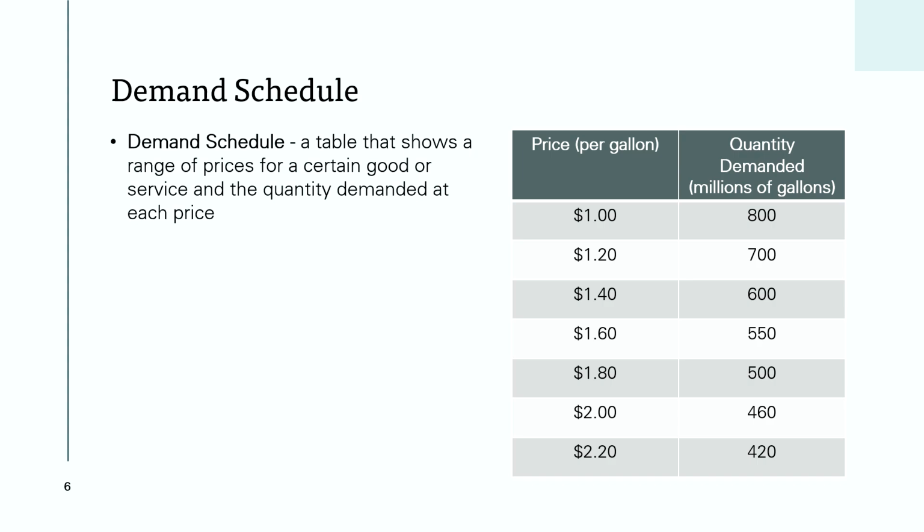And a demand schedule is a table that lists the different prices and the corresponding quantity demanded at each price. This table provides the data that we later plot on a graph to form the demand curve. It shows how consumers respond at each price point. The table is a numerical representation of the law of demand.